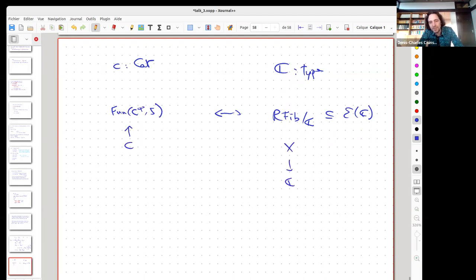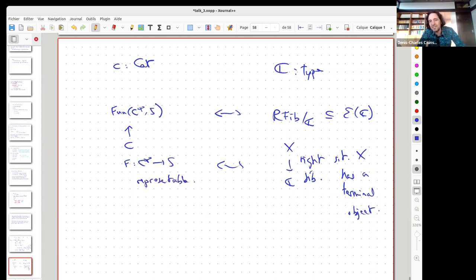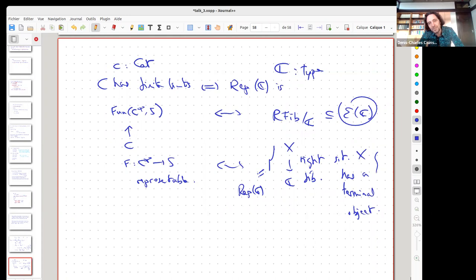And so now you can look at all the right fibrations such that X has a terminal object. And this corresponds to the essential image of representable functors, which are representable. And now, if C has finite limits in the abstract sense, for instance, that would be equivalent to saying that, if you look at the collection of these representable fibrations as a full subcategory of this slice, so C has finite limits is equivalent to saying that this is a tribe in the classical sense.